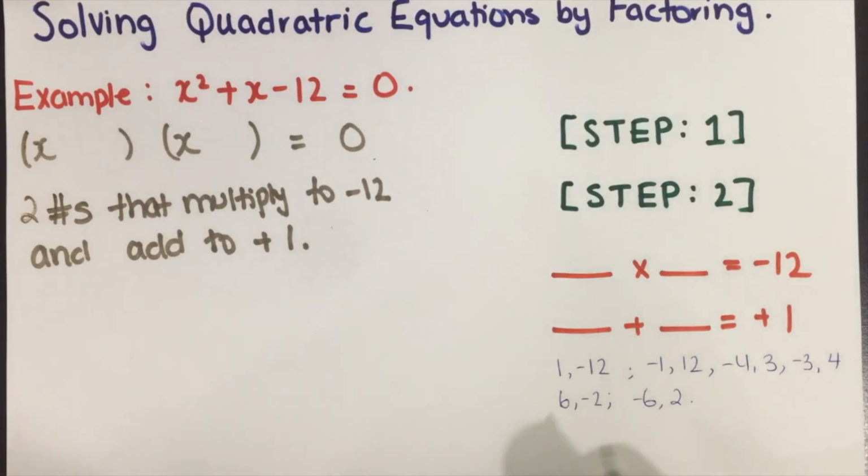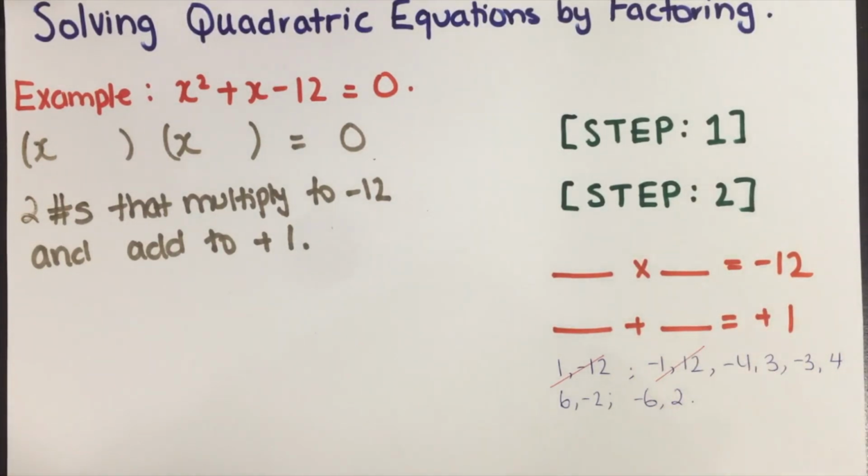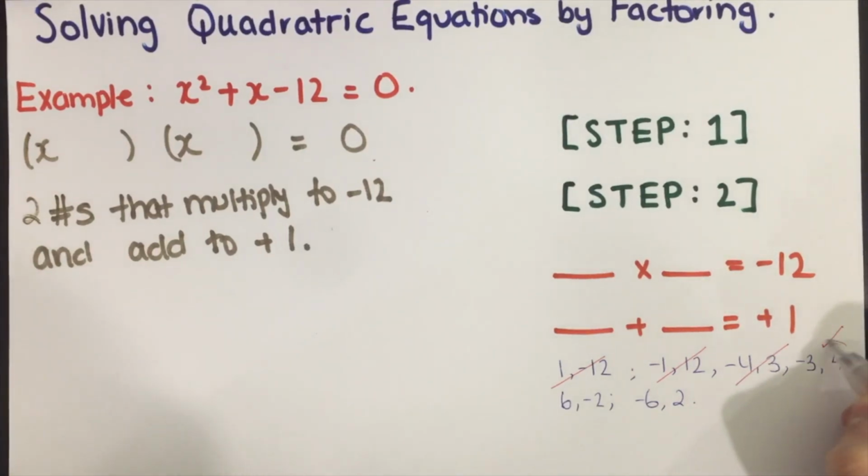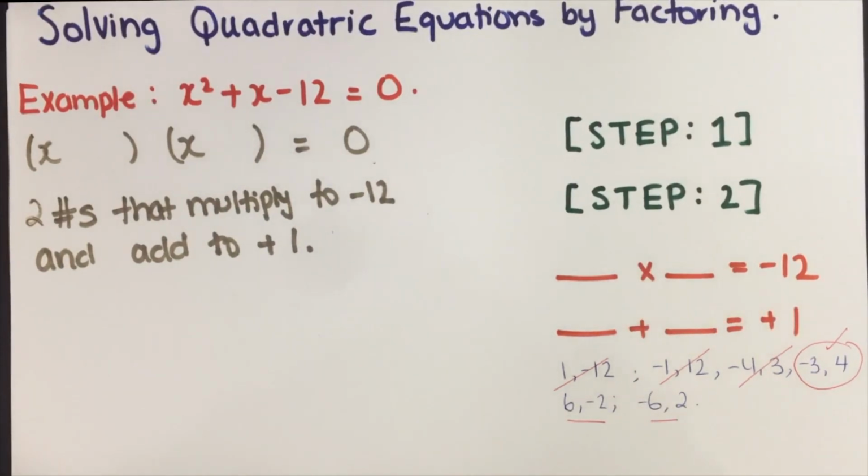Now our next step is to see which of these two numbers add up to give you positive 1. Well, 1 minus 12 is negative 11, so this does not work. Negative 1 plus 12 is 11, still doesn't work. Negative 4 plus 3 is negative 1. No, we need positive 1. 4 minus 3 is positive 1. So this is the one. These are our two numbers, so we don't even need to check the rest because we got our solution.